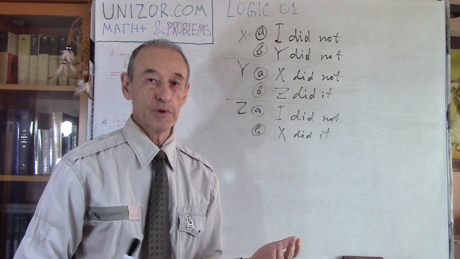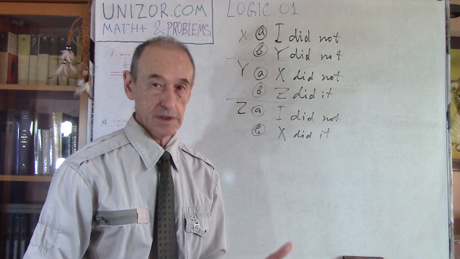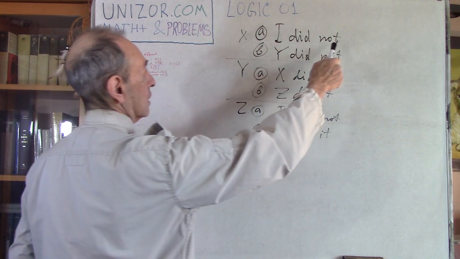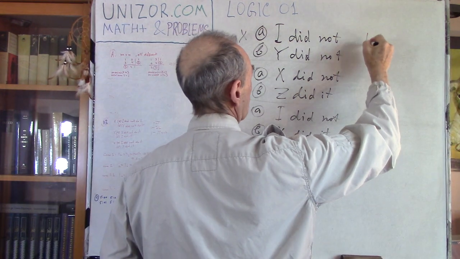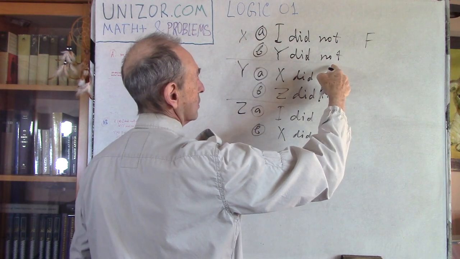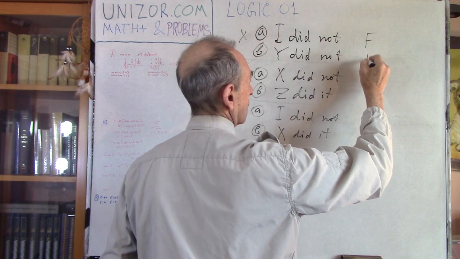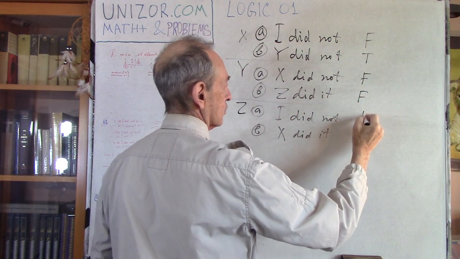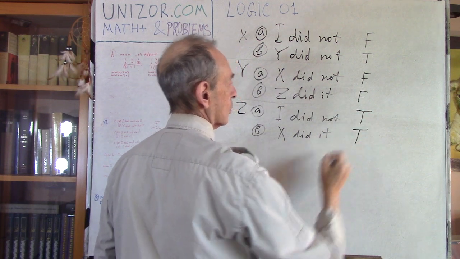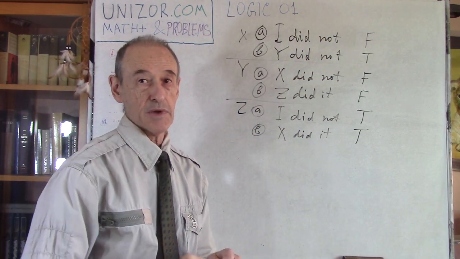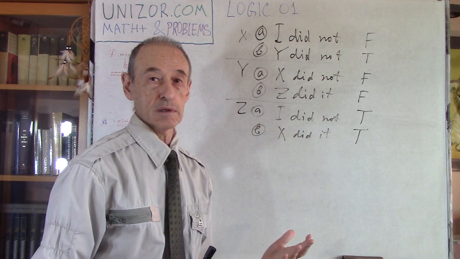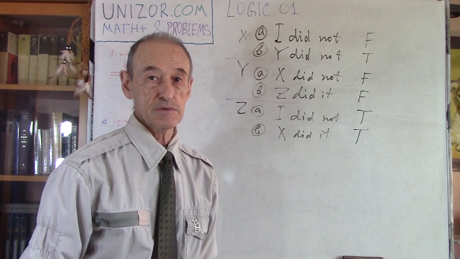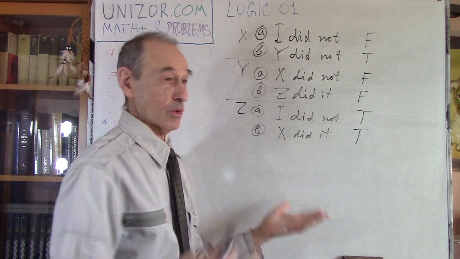Now, there are probably a few different approaches. One approach would be, for example, okay, let's assume X did it. Let's check if it corresponds to all the conditions in the problem. Well, let's see. This would be false, right? If X really did it, Y did not, that would be true. X did not, that would be false. Z did it, that would be false. I did not do it, that would be true. And X did it, that would be also true. So as we see, all our conditions are satisfied. So if we assume that X is the person who committed the crime, all these questions were answered according to the conditions of the problem. Well, that's one approach, and we already found basically the answer.